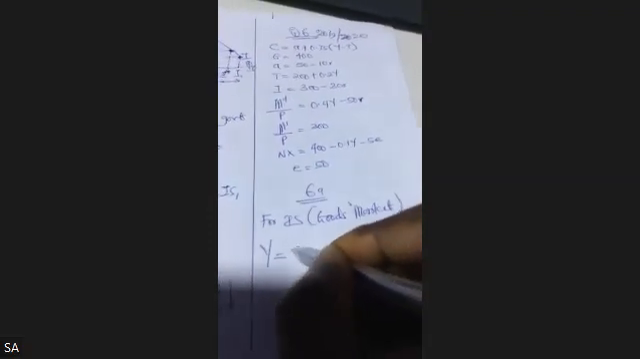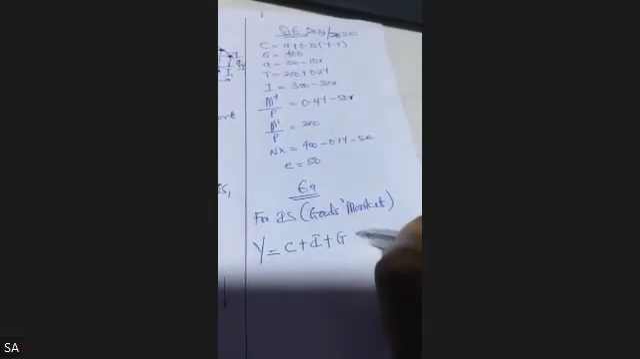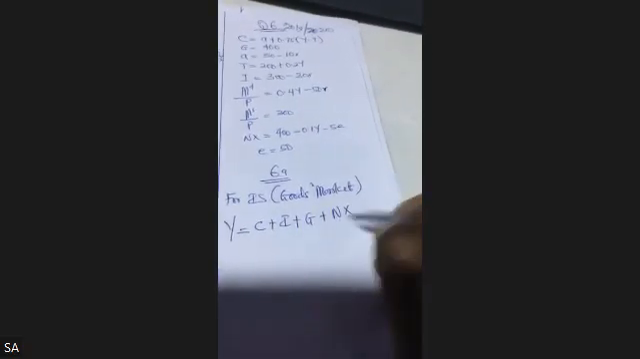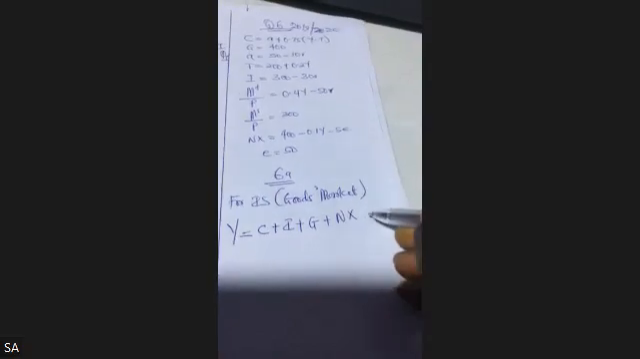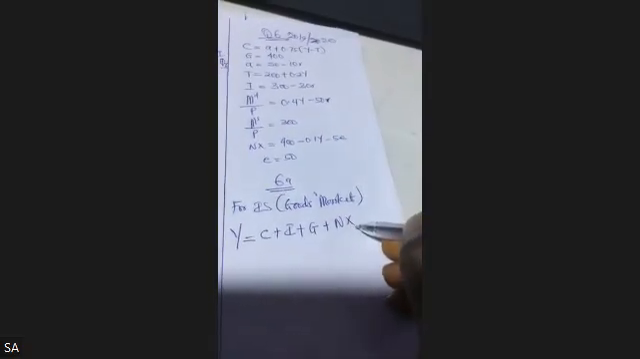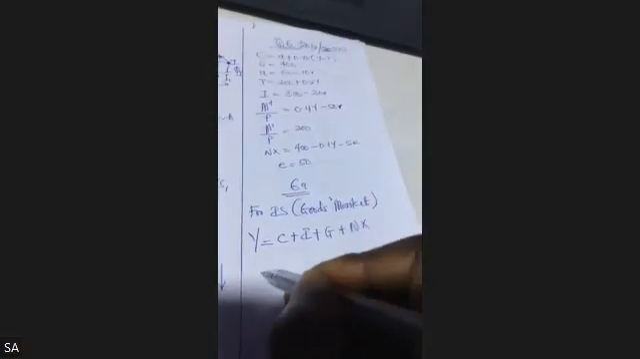So you have Y is equal to C plus I plus G plus net export. That net export is export minus import. Net import is import minus export. Because we've already been given it, we just put the net export straight. Now let's go step by step.